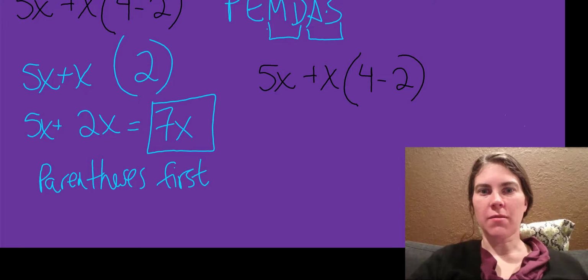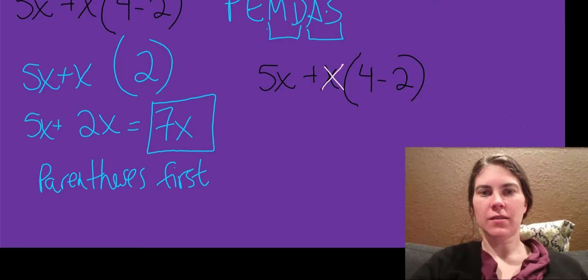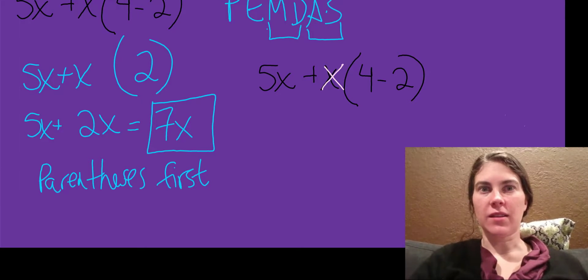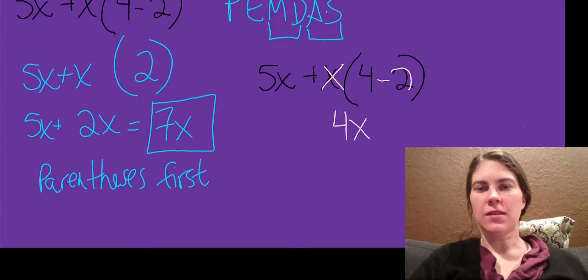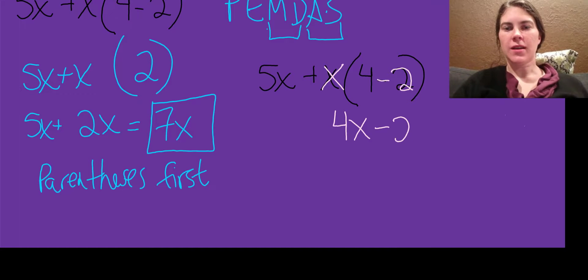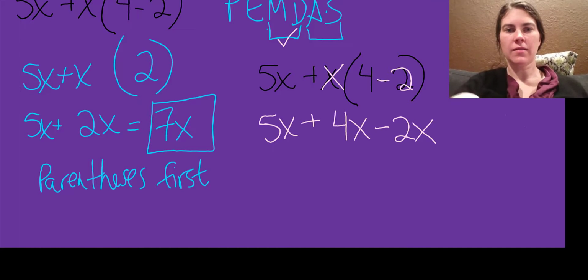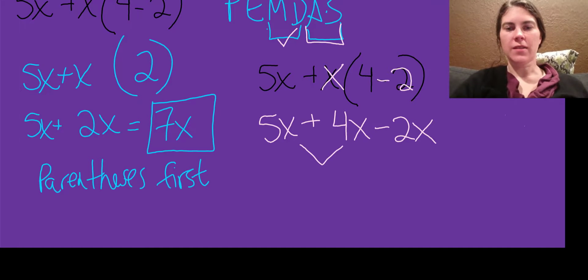Now I'm going to multiply this x times everything that's inside the parentheses. So x times 4 is 4x. Then x times negative 2 is negative 2x. Now I'm going to copy the other part. I already did the multiplying, and now I'm ready to do the adding and subtracting. So 5x plus 4x is 9x.